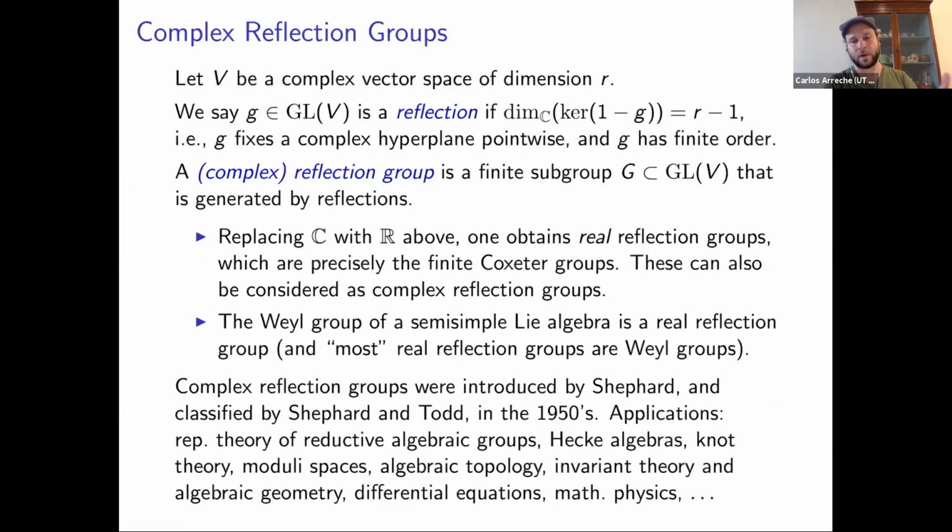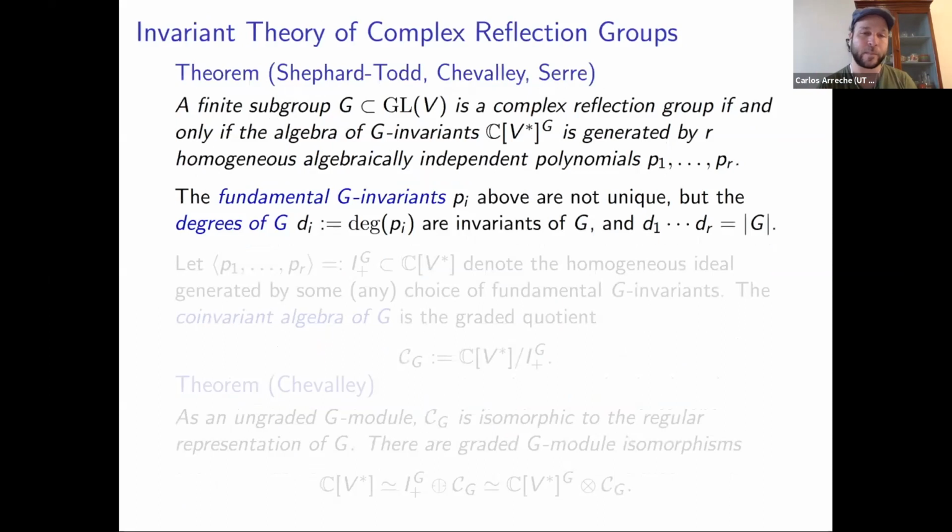But the other thing is that these groups happen to have the best possible kind of invariant theory, in the sense of this fundamental theorem. It says that if I give you a finite subgroup of GL(V), V again an r-dimensional complex vector space, it'll be a complex reflection group exactly when the algebra of invariant polynomials is again a polynomial ring generated by r algebraically independent homogeneous invariants.